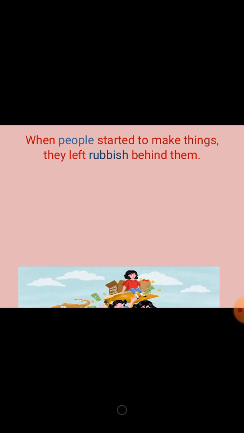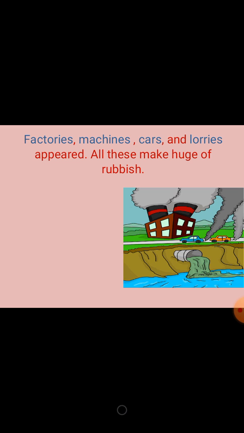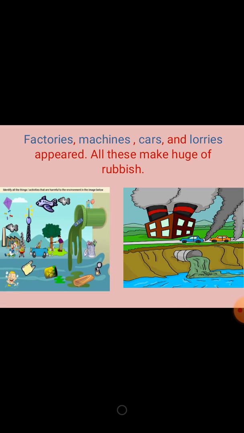First, when people started to make things, they left rubbish behind them, as you can see in this picture. Then, after factories, machines, cars and lorries appeared, all this makes a huge amount of rubbish. Look at these pictures. Can you see? Factories, cars, all this makes a huge amount of rubbish.